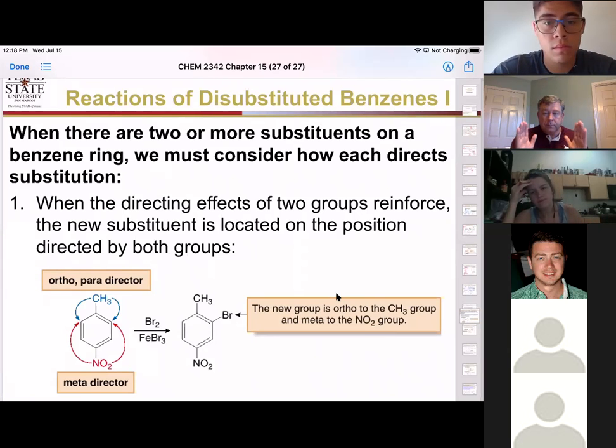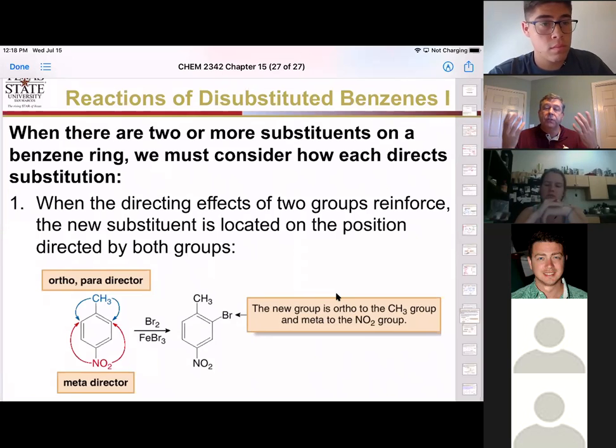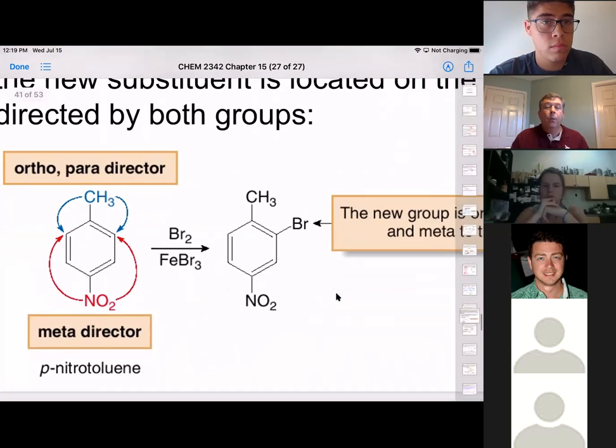So let's do it stepwise so that we can see how each of the contributors will give us a preferred product ratio by assigning them to the system. When we have directing effects that reinforce a substitution, then that position is almost exclusively used. For example, if we look at this compound here, we have nitrobenzene, I'm sorry, nitrotoluene right here.